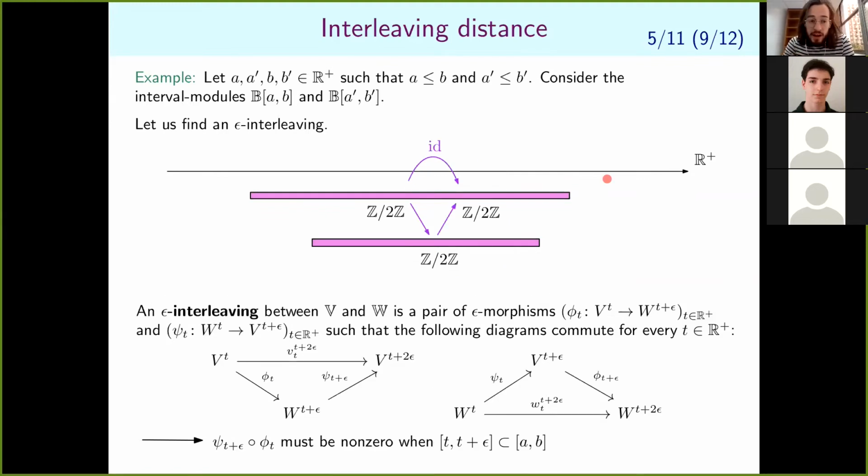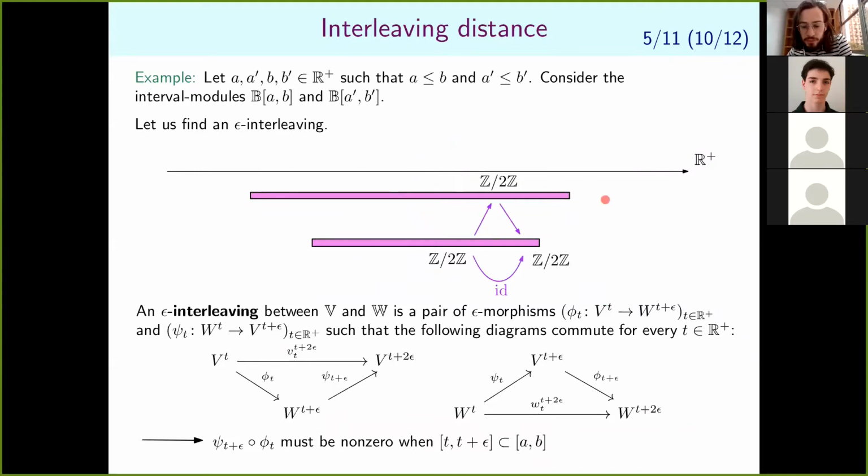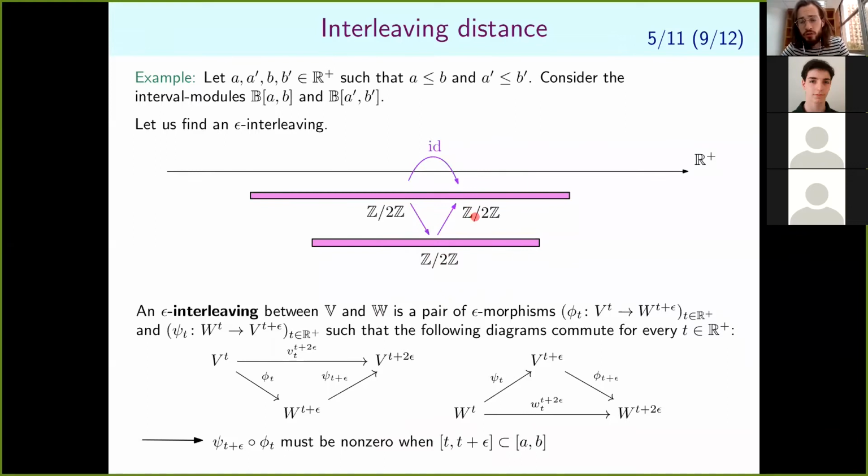So what about epsilon interleavings now? An epsilon interleaving is a pair of epsilon morphisms, all right? And we have new commutative diagrams. So they look like that. This is the commutative diagram on the left and this one on the right. So I will only consider the case where they are in the bars because outside it's trivial, we have 0.